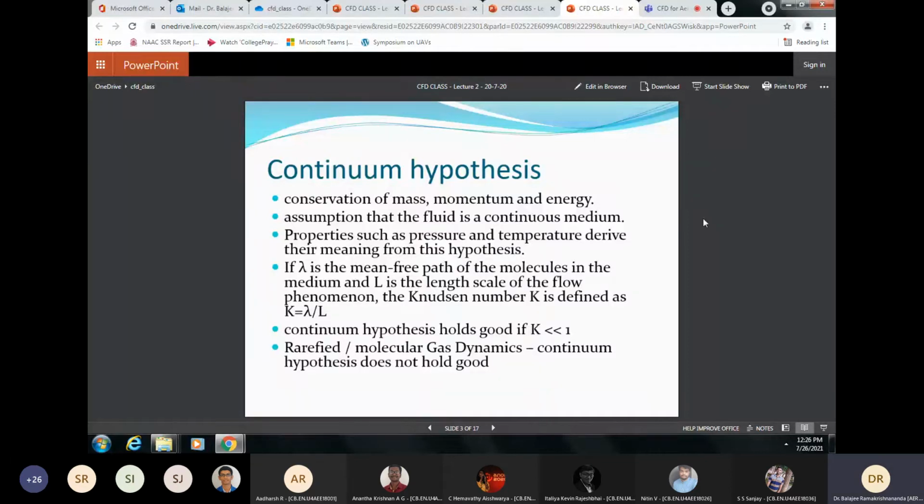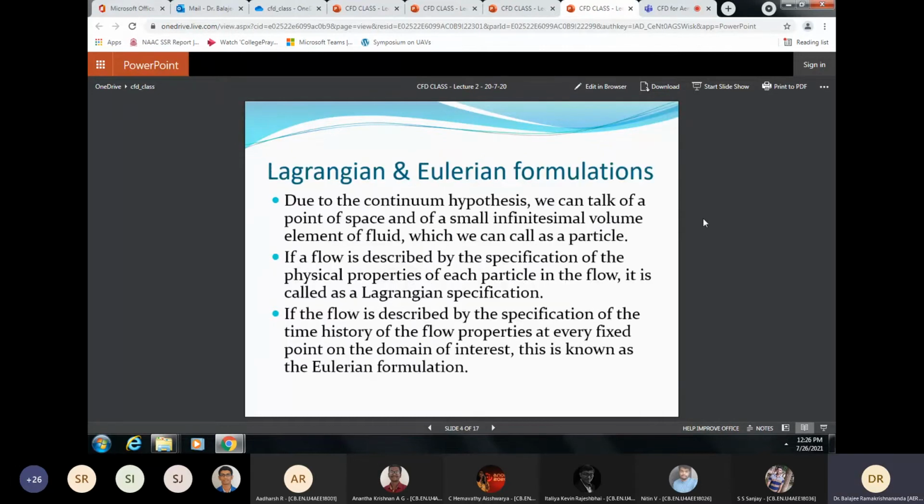There are no doubts. I'll go to the next slide. You all know this, just a revision. The Lagrangian and Eulerian formulations. Now, due to the continuum hypothesis, we can talk of a point in space and a small infinitesimal volume element of fluid around this point. Together, this fluid surrounding that point and the point itself included, we call a particle of fluid.